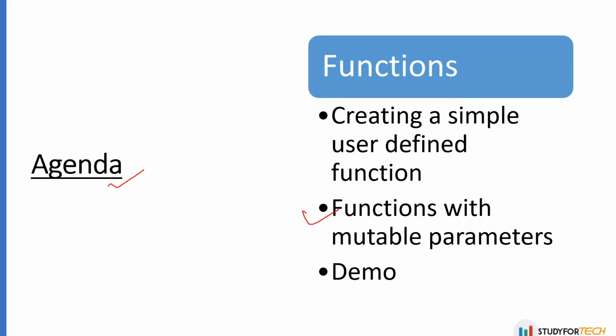function with mutable parameters. This mutable and immutable thing I have already explained when I was explaining strings. So if you do not know what is mutable and what is immutable with respect to list, string, iterator, dictionary, please go to my previous video and watch that video so that you will understand the concept of mutability. And then I will explain the demo.